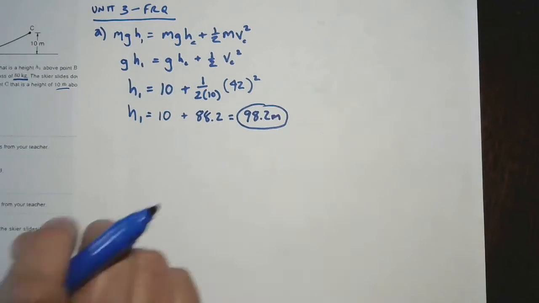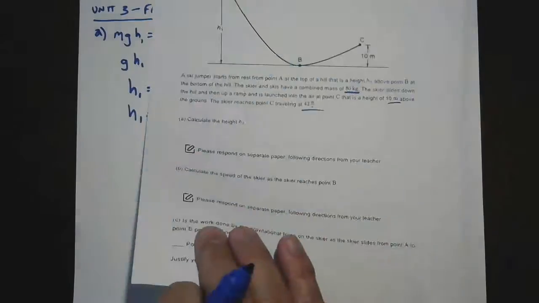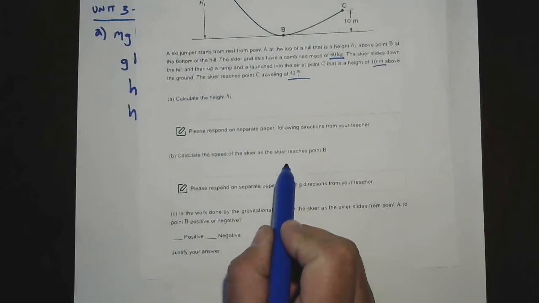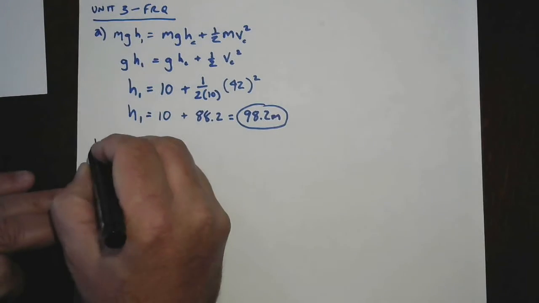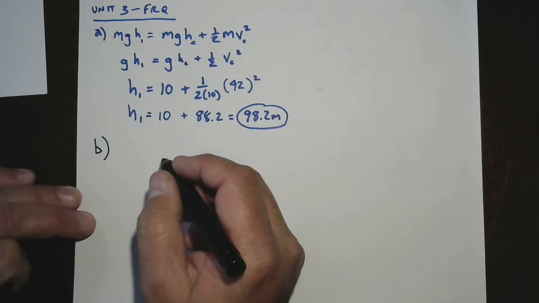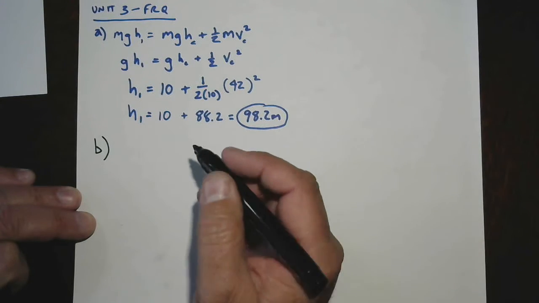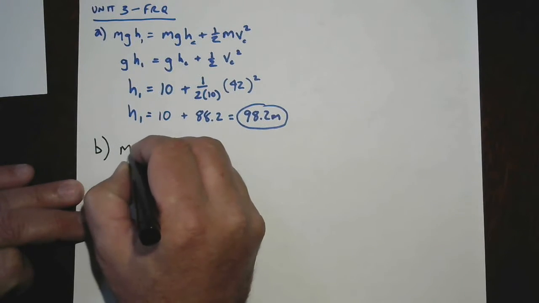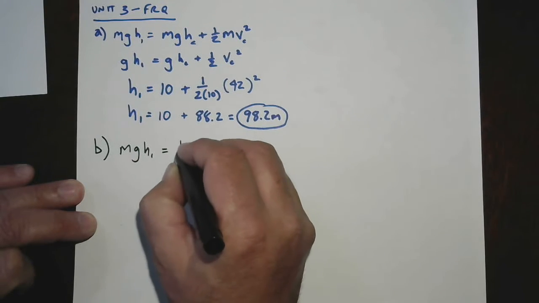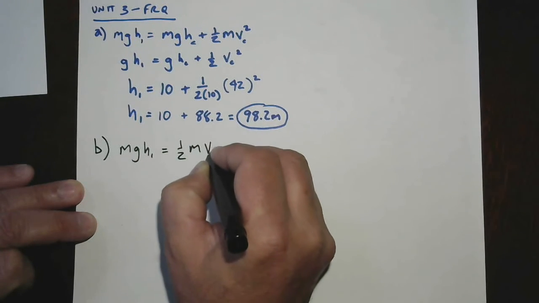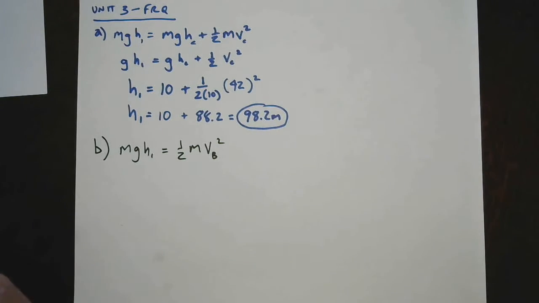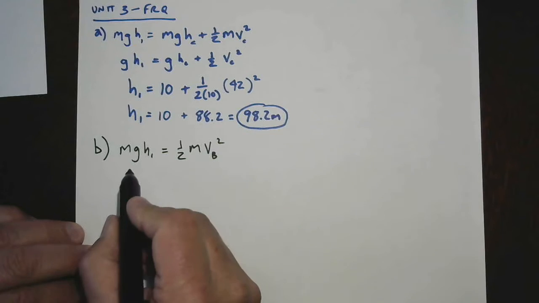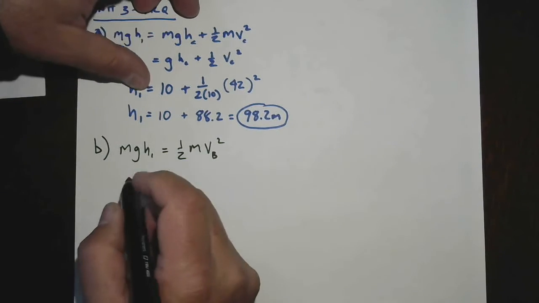Okay, so now let's talk about part B. And the question for part B says calculate the speed of the skier as the skier reaches point B. Okay, that's good to know. We can do that. So for point B, well, we could compare any two points we'd like. Let's go ahead and compare point A to point B, because we do have a new height. Now, maybe this isn't the smartest thing to do because if I had made a mistake, I'd be using a mistaken number over here. But I'm pretty confident, and this is pretty simple.